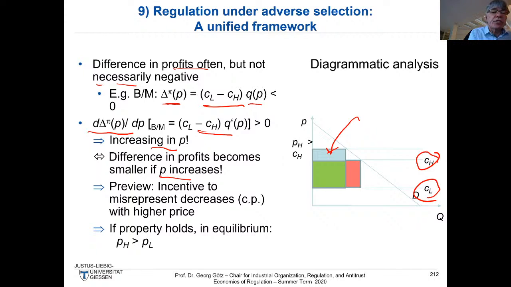Okay, and this is again the incentive to misrepresent, and this incentive to misrepresent or to cheat decreases with a higher price. And what we will show is that in such a setup, typically it must hold in equilibrium, if you have a separating equilibrium, I will explain in a few minutes what that is, that the price of the high type is greater than the price of the low type. Okay, I think that was about what we discussed last week, and now we have to solve our optimization problem.